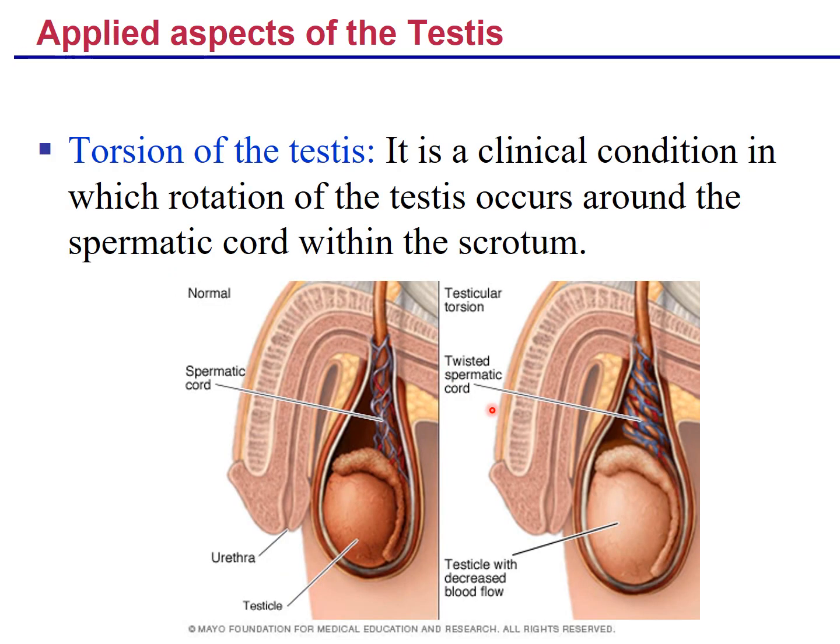Another clinical condition of the testis is torsion of the testis. It is a clinical condition in which rotation of the testis occurs around the spermatic cord within the scrotum.